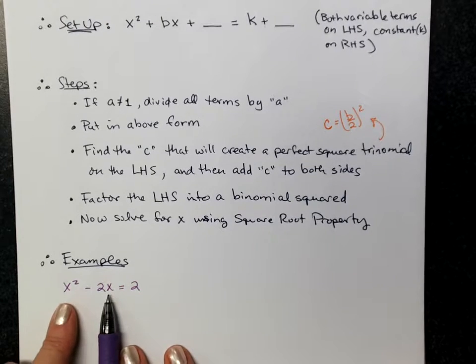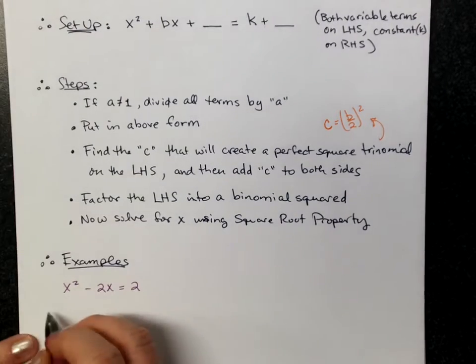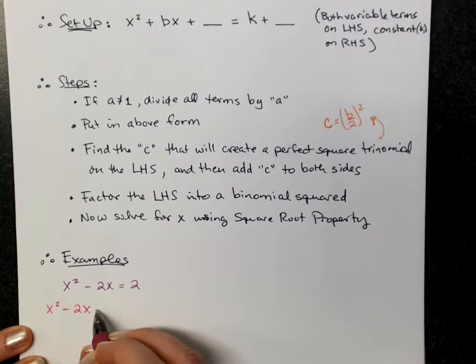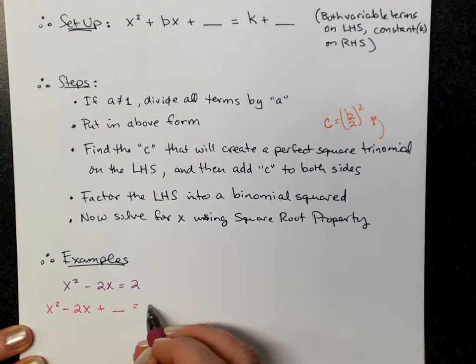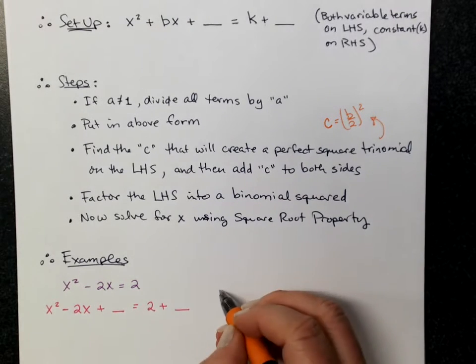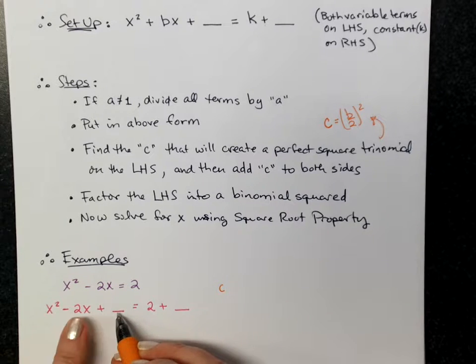Now I've got my variable terms on the left, and I've got the constant on the right, so it's in the proper form. But I'm going to go ahead and rewrite it and leave some space because I want to keep my scale balanced. So I've got that on the left, and I'm going to add a magic c, and I've got my other constant, my k on the right, and whatever I add is going to have to balance that out. So that's c. In order for this to be a perfect square trinomial, this number has to be half of this one squared.